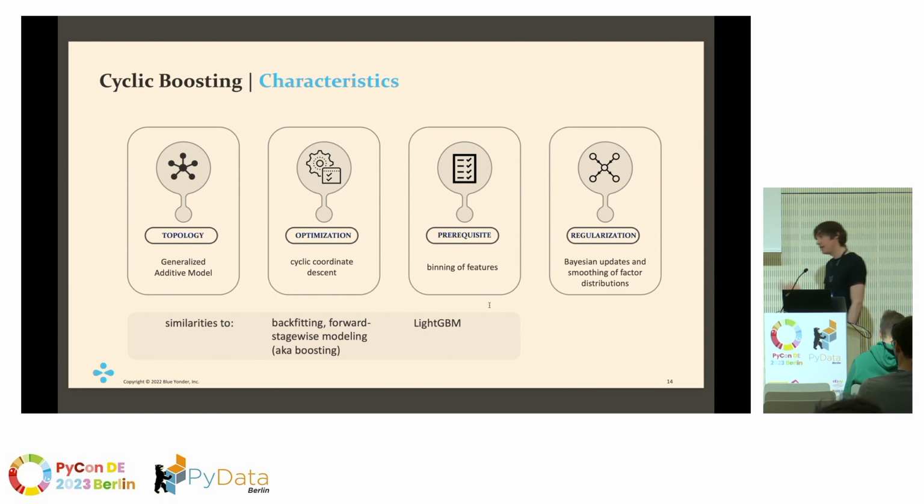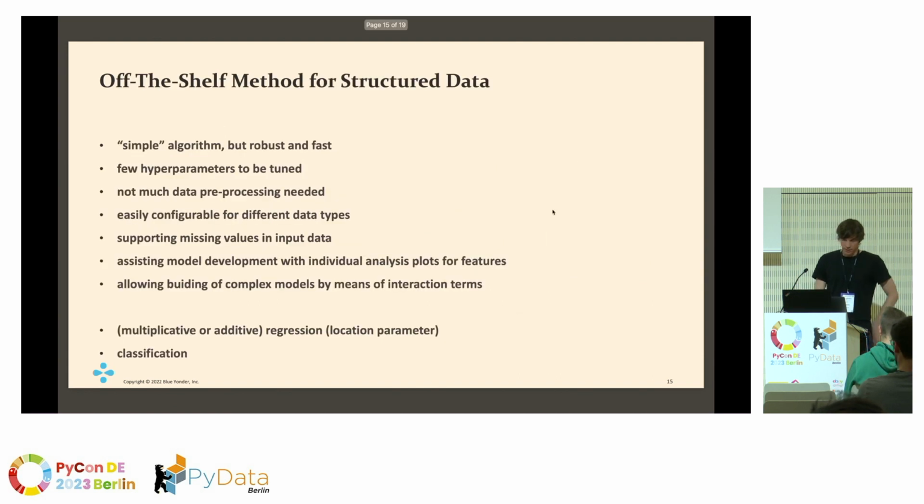The binning is similar to what is done in LightGBM. There they also do binning for very similar reasons, also for speed up. So it's a mix of different methods. I already said it's in a sense an off-the-shelf method because it's a pretty simple algorithm, as you have seen. It is robust and super fast because it's that simple. You have really few hyperparameters to tune.